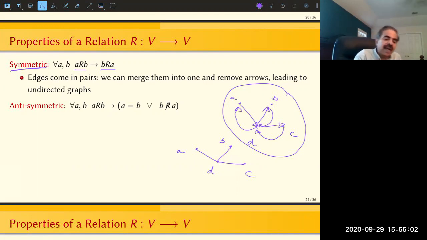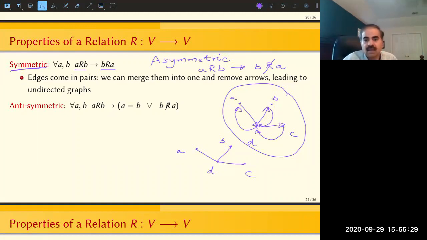So you can also have what is called an asymmetric relationship, which says that A related to B implies B is not related to A, right? So it's the opposite of symmetric. That's called asymmetric, which basically means that anytime you have a forward edge between two vertices, you cannot have a backward edge, okay?